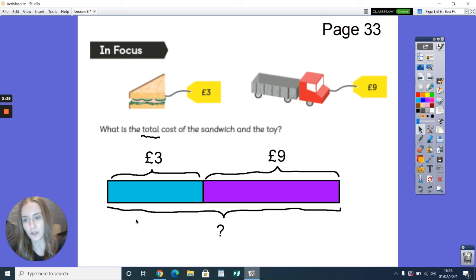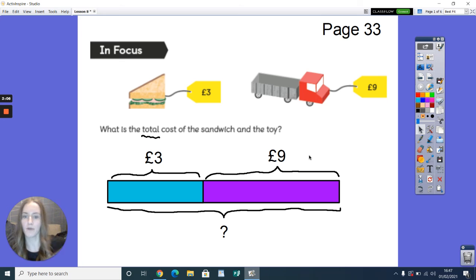But what I want to know is what the total cost is. And as you can see, I have put these two bars next to each other. This little question mark is what the total value of the two bars, the two amounts of money together, would be. So it's like we have to add this blue bar and the purple bar to make this one long bar. We have to add the £3 and the £9 to work out the total cost. So you might want to pause the video and spend a few seconds working this one out. This was a nice straightforward one to start with.